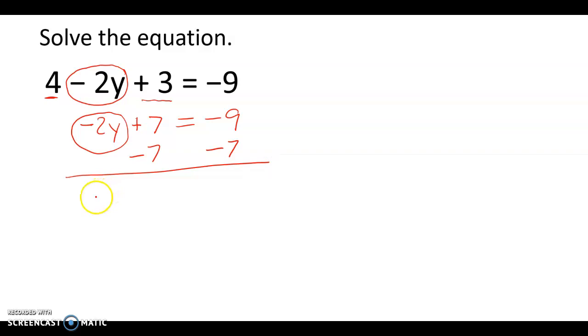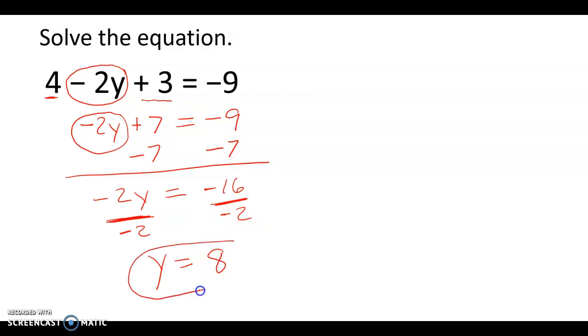So the negative 2y comes down. And then I have to go negative 9 minus 7. That would give me negative 16. And then to get rid of the negative 2 touching the y, that's multiplication, so to undo that, I do division. I'm going to divide both sides by negative 2. Negative 16 divided by negative 2 gives me a positive 8. So I end up with y equals 8.